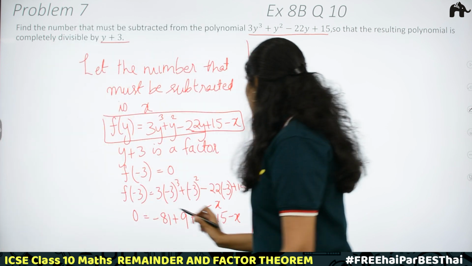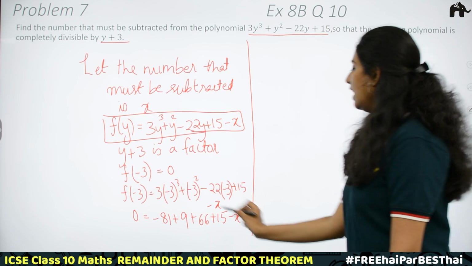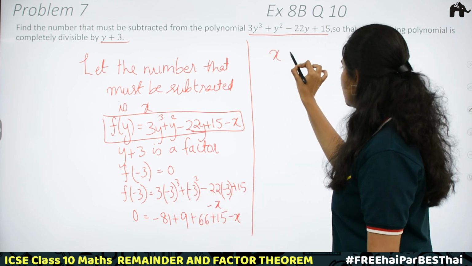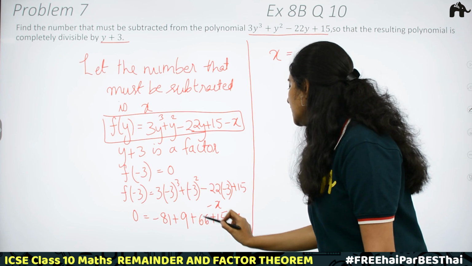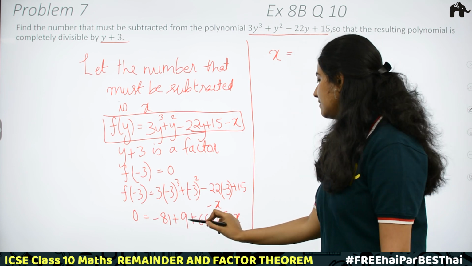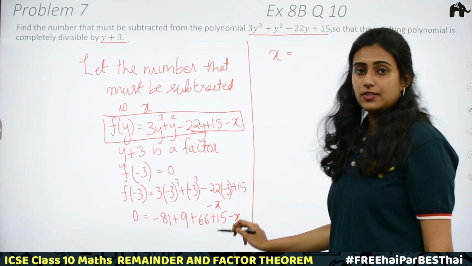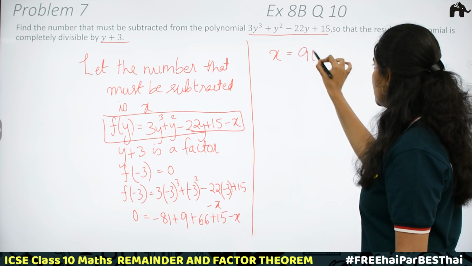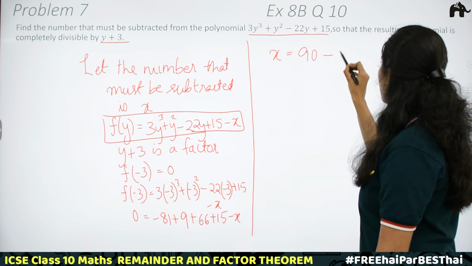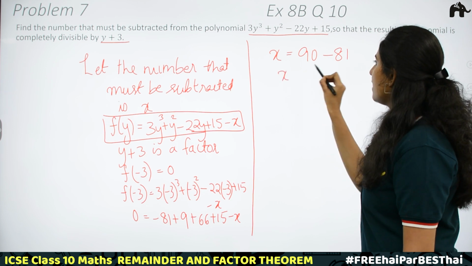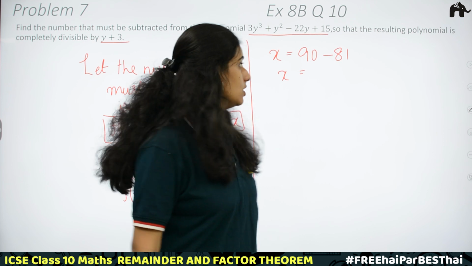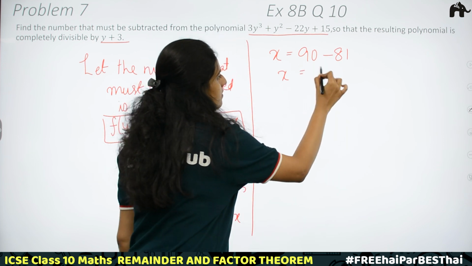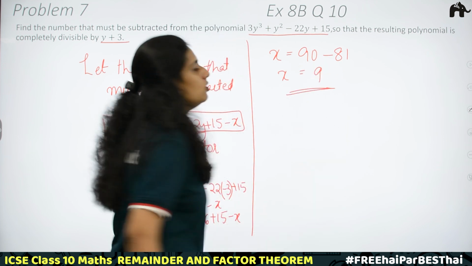Okay. Now we need to find x, taking x to the opposite side. X is equal to positive terms. 66 plus 9 is 75. 75 plus 15 is 90. 90 and the negative term minus 81. Then what is the value of x? X is equal to 90 minus 81, that is 9. X is equal to 9.